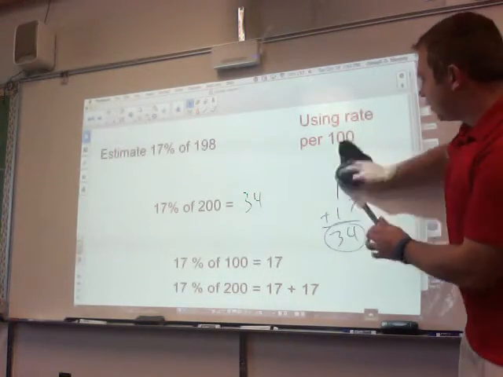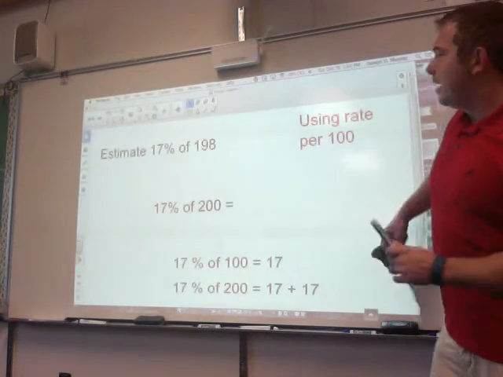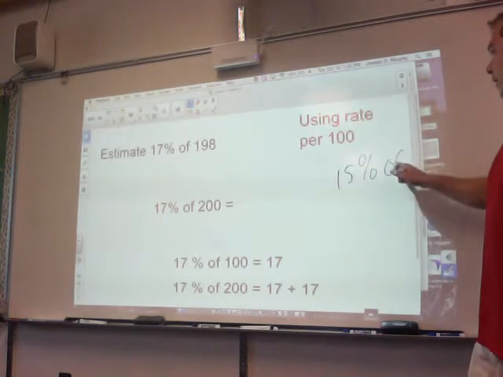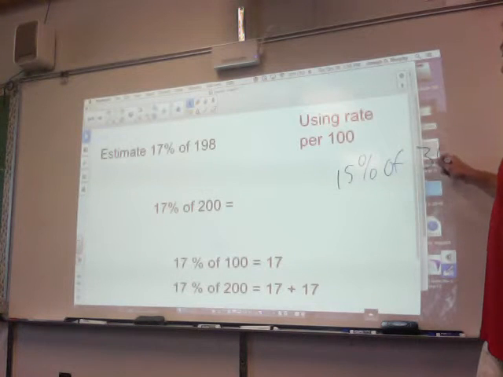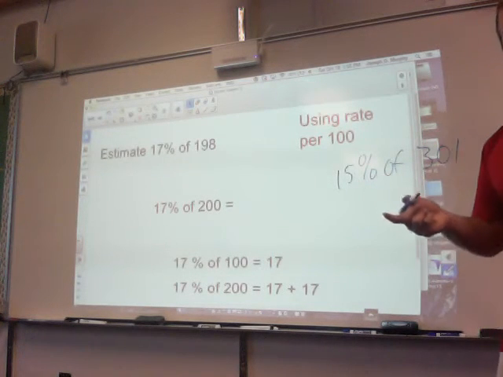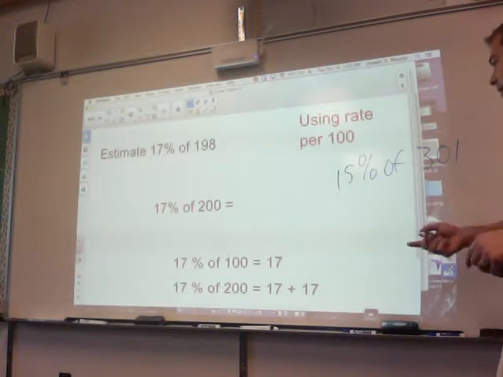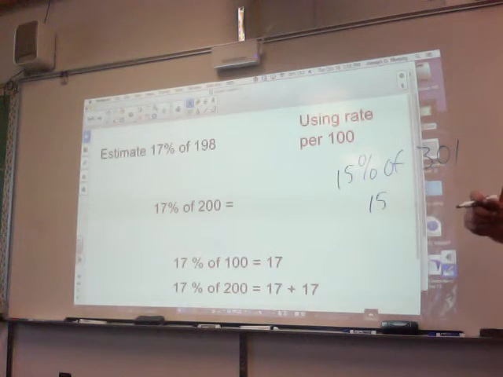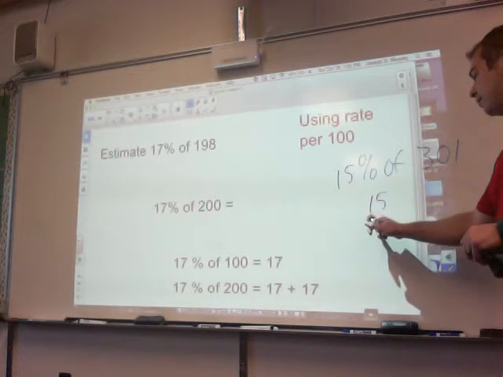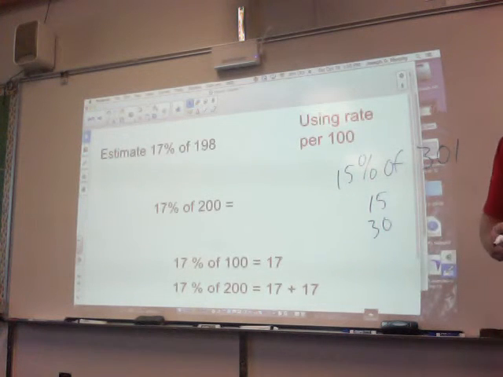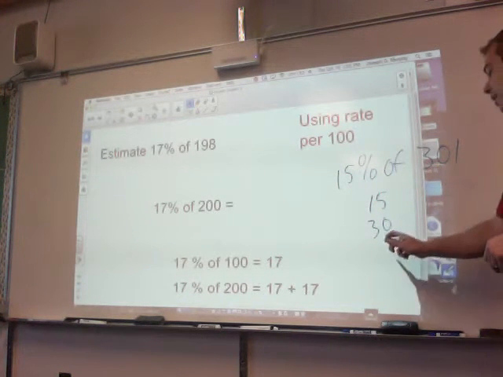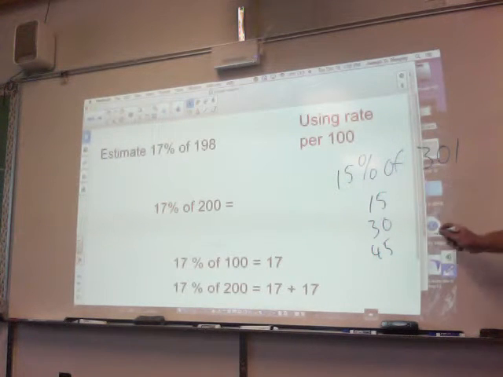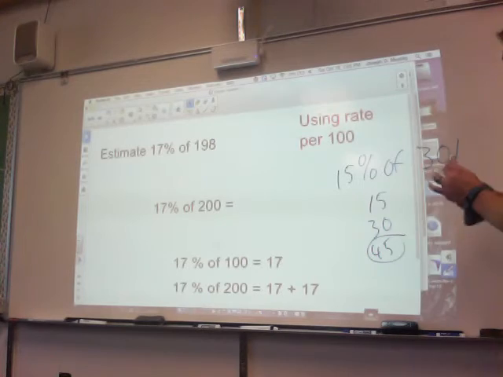So let's just do another example right here off the top of my head. Let's do 15% of 301. 301 is close to what nice number, ladies? 300. So 15% of 100 would be 15. 15% of 200 would be 30. We're basically skip counting. 15% of 300 would be 45. So 15% of 301 is approximately 45.